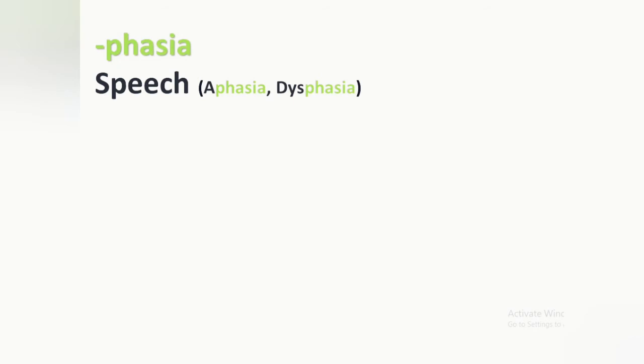Next is phasia, which means speech. Aphasia means it is the condition where there is a loss of speech or loss of language. It might be because of brain disease or brain injury. Whereas dysphasia means it is also the condition of loss of language or loss of speaking capacity, but there is a partial loss of speaking capacity, not complete. Whereas in aphasia, there is complete loss of speech.